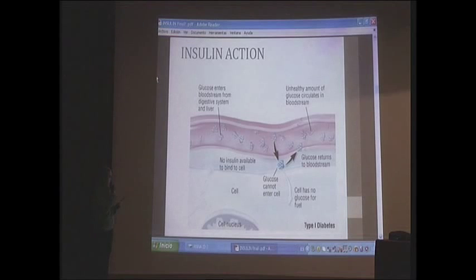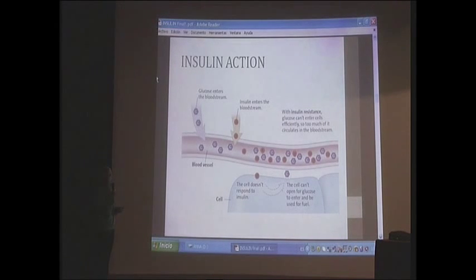This is type 1 of diabetes. It happens when the body doesn't make insulin. It prevents glucose from entering into the cell, and the body doesn't control the amount of sugar in the bloodstream. This is type 2 of diabetes. It happens when the receptors are not working, and it prevents the glucose from entering into the cell, and the body doesn't control the amount of sugar in the bloodstream.